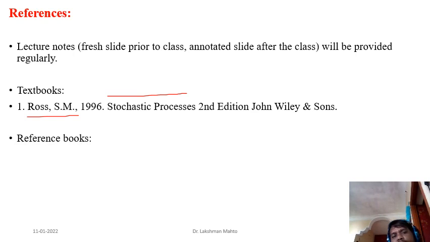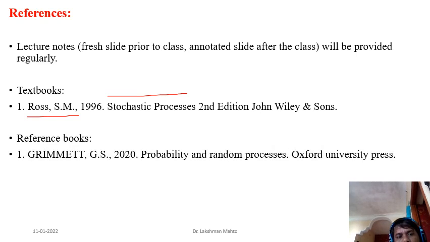Apart from that, there are some classical textbooks on probability and random processes. One is by Grimmett. This one is a really interesting book, Probability and Random Processes, published by Oxford University Press. You can get an e-copy of this book. This one is really interesting. Why interesting? Because it has examples from an electronics and communication perspective.